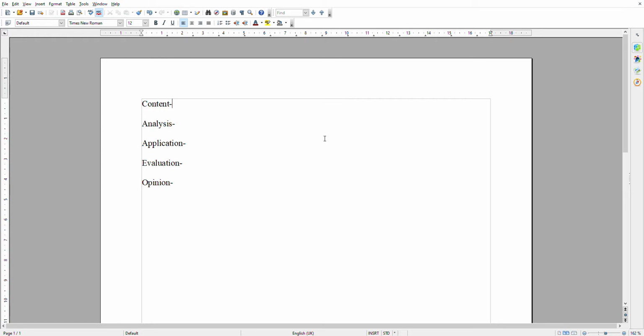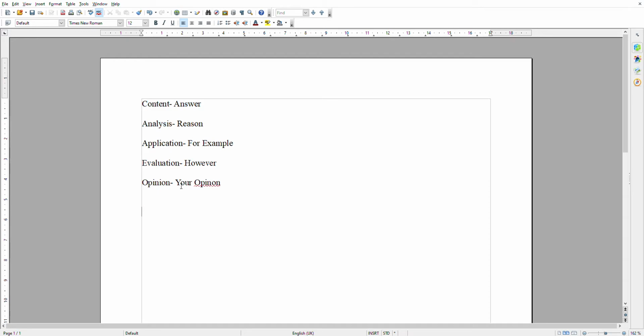What we're going to do is we're going to start looking at what these words mean. The content is the answer. The analysis is the reason for the answer. The application is basically for example, so giving an example of the reason. The next one, however, evaluation, and finally, your opinion.